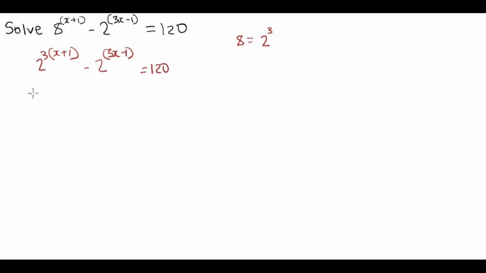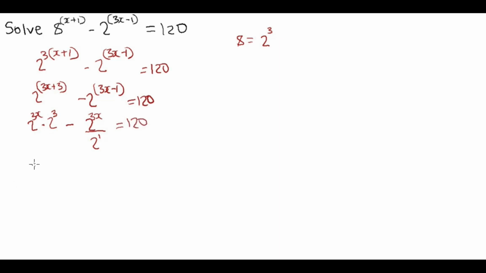So we can open the brackets there. You have 2 to the power of 3x plus 3 minus 2 to the power of 3x minus 1 equals 120. So 2 to the power of 3x plus 3 can also be written as 2 to the power of 3x times 2 to the power of 3, and 2 to the power of 3x minus 1 is 2 to the power of 3x over 2 to the power of 1. Because here is a negative, we divide a positive, you multiply, equals 120.